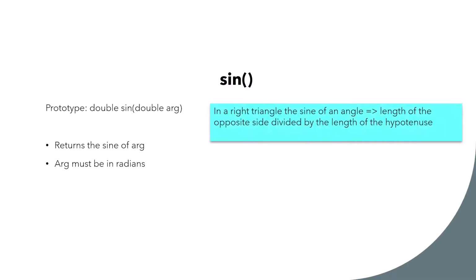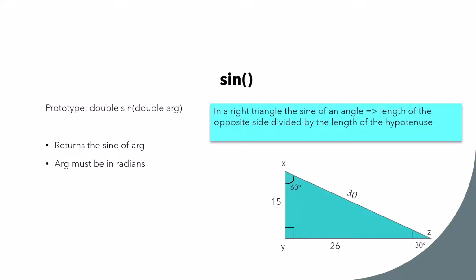Coming now to the first trigonometric function that we're going to discuss today, sine. As you can see from the prototype, this function returns a double and takes as argument a double as well. Returns the sine of the argument. The argument must be in radians. That's important. In a right triangle, the sine of an angle is the length of the opposite side divided by the length of the hypotenuse.